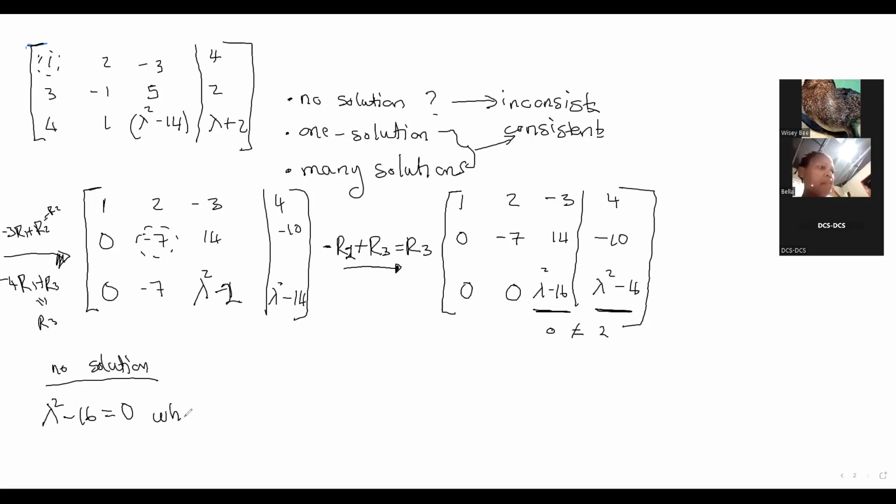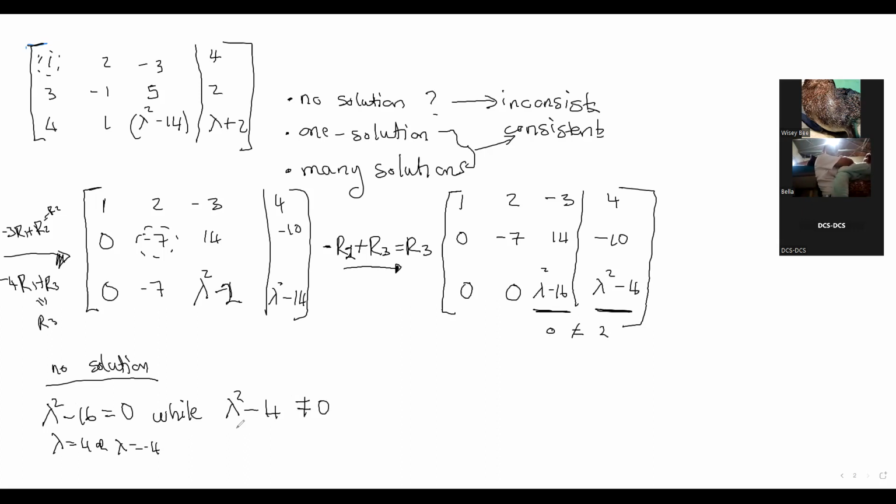while at the same time this -16, not -4, not -16, this one must not be equal to 0. Because if it's not equal to 0, then there is some number, and then I can just solve this one. I'm going to get lambda is equal to 4, or lambda is equal to -4.